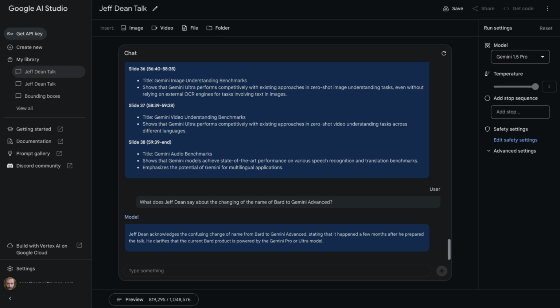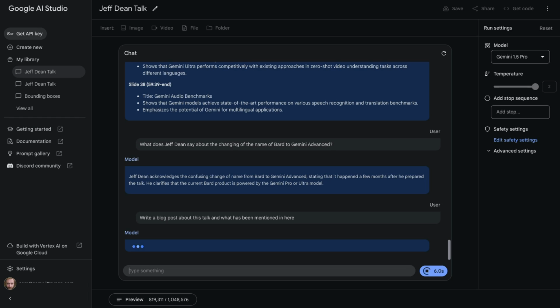As you can see, the Gemini 1.5 Pro model is very good at taking videos and finding information in them and extracting it out. Just like I did with the book report, we could take these slides and this material and repurpose it. In this case, I'm just putting a prompt, write a blog post about this talk and what has been mentioned in here. Let's see what it gets from using the video, the transcript, the questions we've asked, and the responses back.